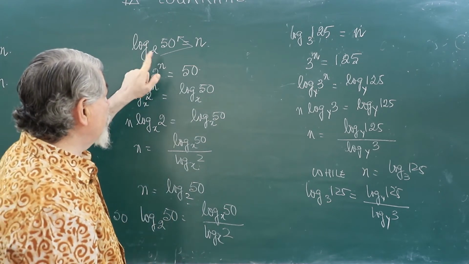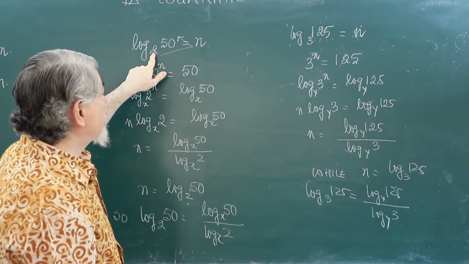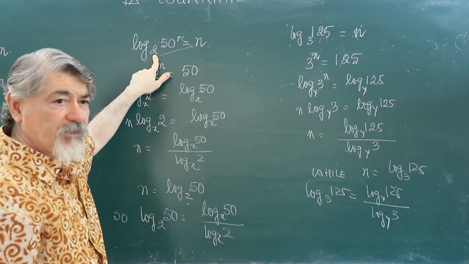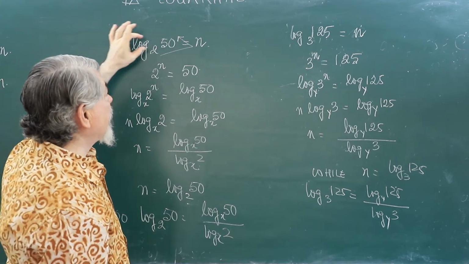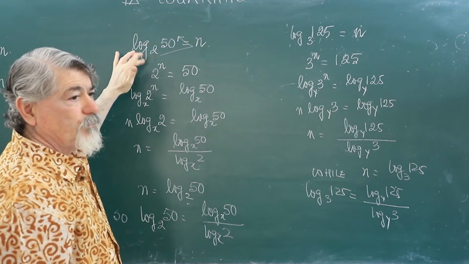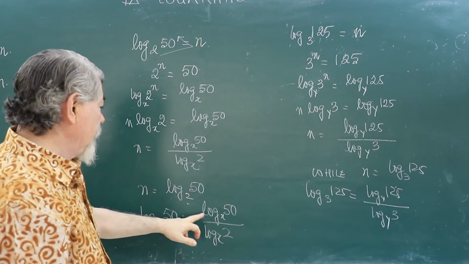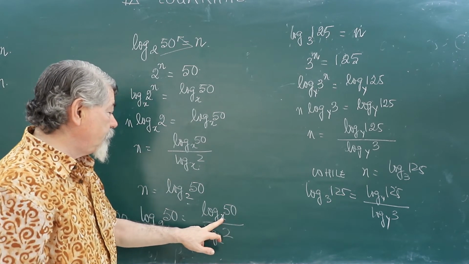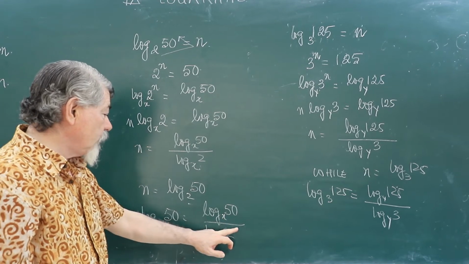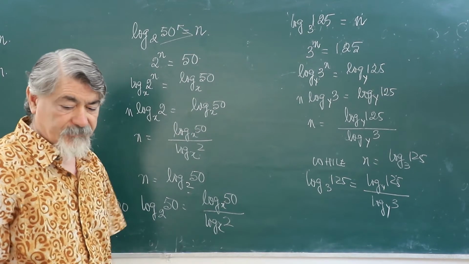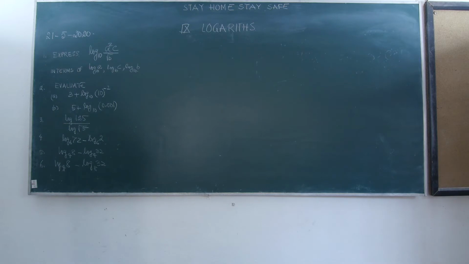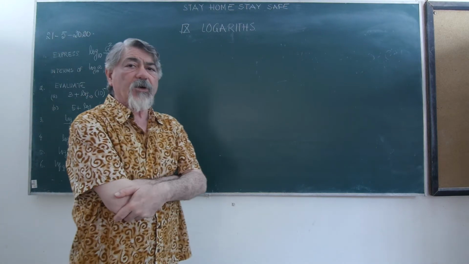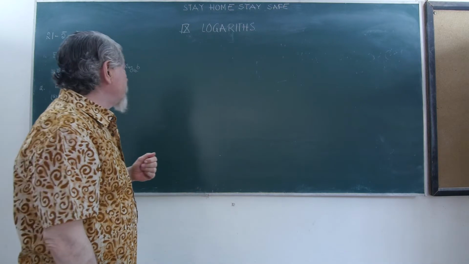Like if I want to change log 50 to the base 2, if I want to change the base, then I'll write log 50 upon log 2, and whatever the base I want to change. For example, here I wanted to change to base x, so log 50 to the base x upon log 2 to the base x. Let's solve a few problems based on whatever laws we have discussed just now.